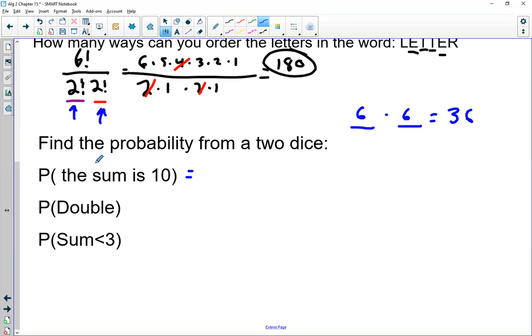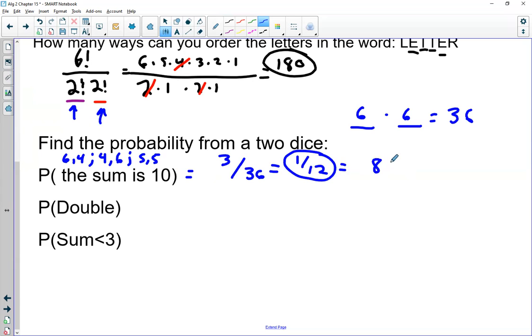Now the sum of 10, sometimes it helps to write out what could possibly happen. The sum of 10 means it adds up to 10, so it could be 6 and 4. Remember, you could also have it in reverse, 4 and 6, and then 5 and 5. So in this case, you have 3 possibilities out of 36 in total. If you leave it as a fraction, always simplify: 1 over 12. If you want it as a decimal, that would be like 8%. Again, just leave it as a fraction.